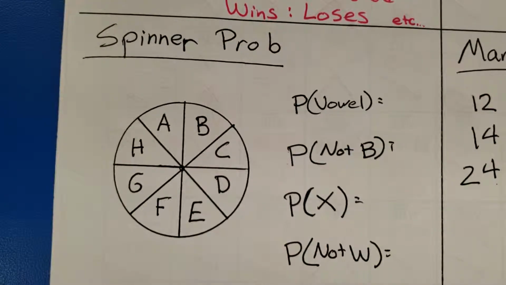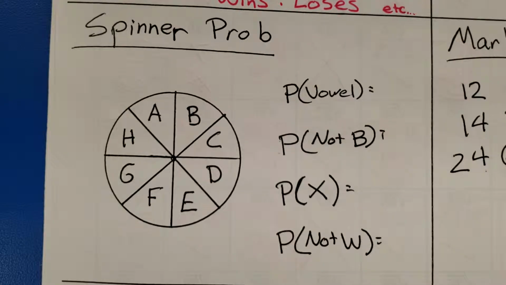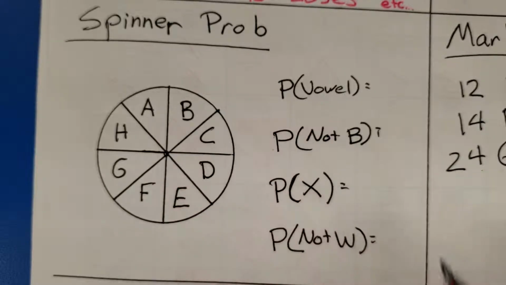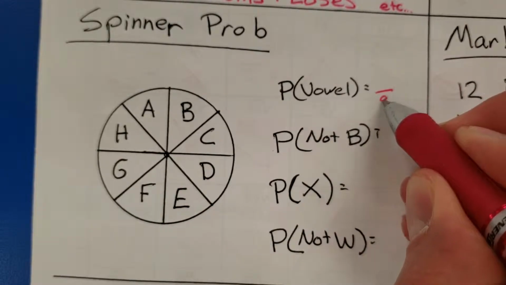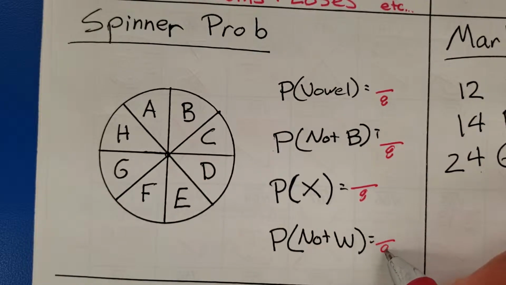All right, we got a spinner problem here. One of the first things I do when I have a spinner problem or any other random probability is start off with the total. Remember, desired over total. So all of these are going to be out of 8. All right, here we go.